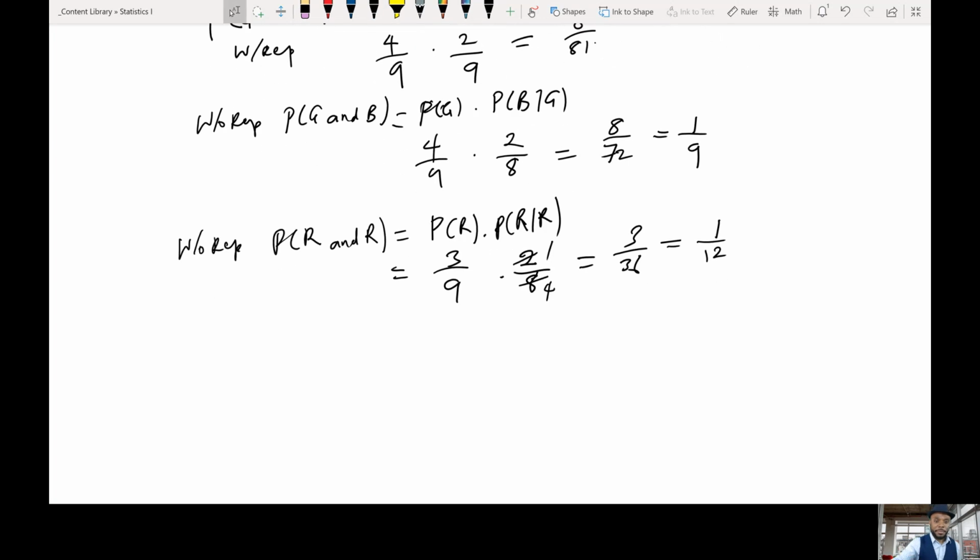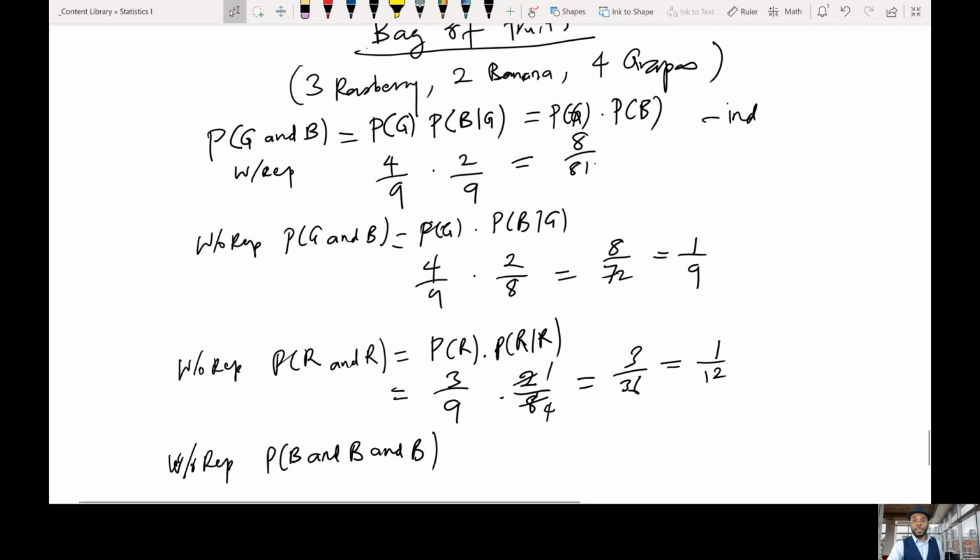Awesome. Now, one more example without replacements. What's the probability of drawing a banana and then a banana and another banana? What's the probability?